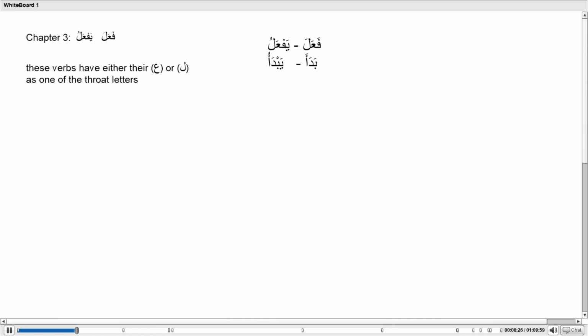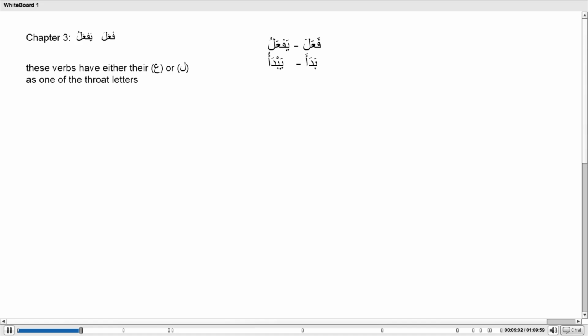If you find a verb which happens to come according to this chapter, نعم قل سيروا في الأرض فانظروا كيف بدأ الخلق. If you happen to find a verb following this chapter, then when you take a look at the ain or the lam, you have to find one of them a throat letter. واضح? Okay. This without getting into further details yet.